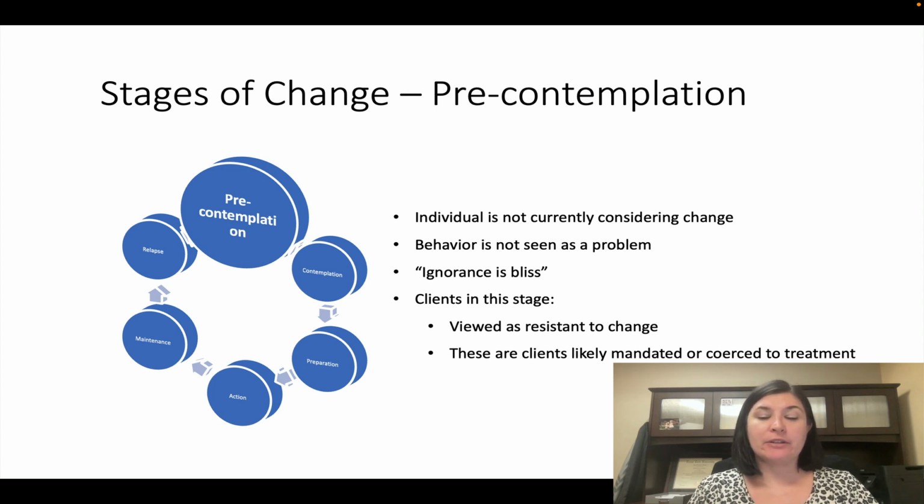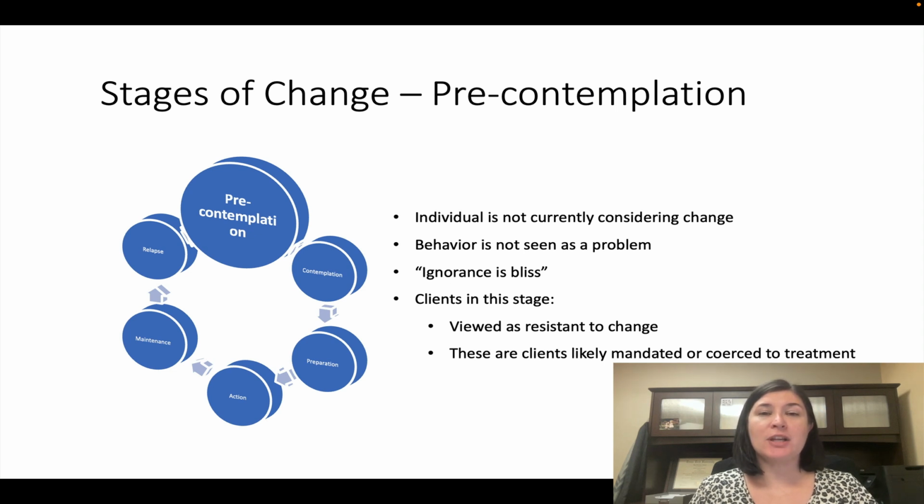Therapists rarely see clients in treatment on their own accord if they are in this stage. These clients are often seeking professional help because they are being mandated or coerced by family and friends. In other words, the individual is not actually the consumer of the treatment services at this time. In a professional setting, the individual in the pre-contemplation stage is often viewed as resistant to change. They do not want to hear about the negative consequences of their behaviors at this point.